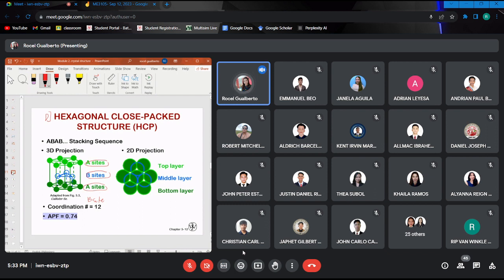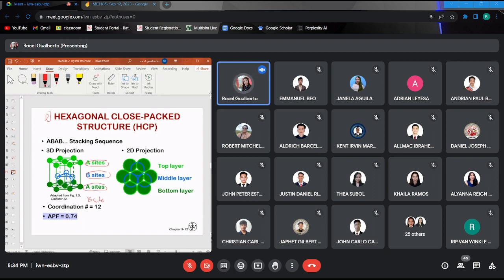Okay? So, sa 2D projection, nakikita natin ganito yung itsura niya. Ito po yung top layer. Tapos, sa mga gitna po, nandun po yung middle layer. Ito po yung B site. Tapos, ito pong dito sa A site na to, ayun po ulit.